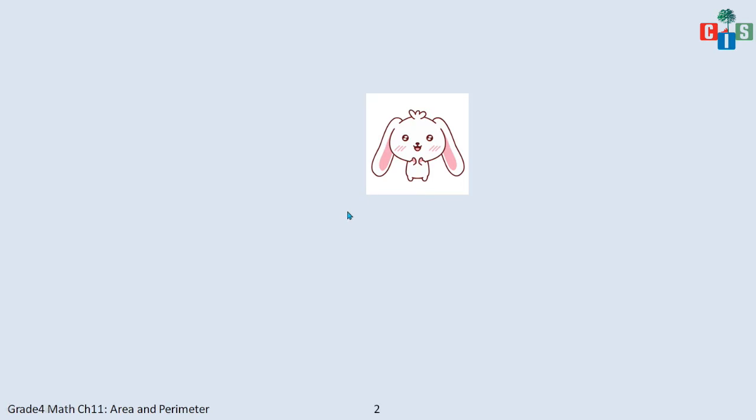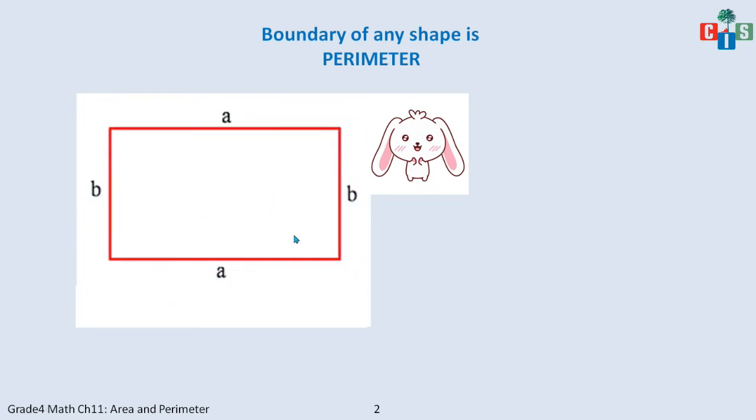So we saw that the boundary of any shape is a perimeter. And the next thing we saw was the perimeter of a rectangle. This is a rectangle with sides A and B, and the characteristic of the rectangle is that the opposite sides are equal. So A is equal to the opposite side A and B is equal to the opposite side B. So what is the perimeter of this rectangle? Perimeter is a boundary. Yes.